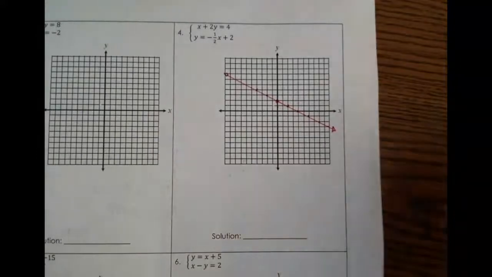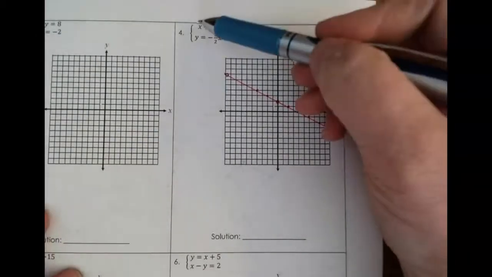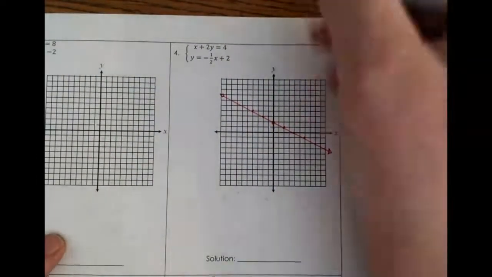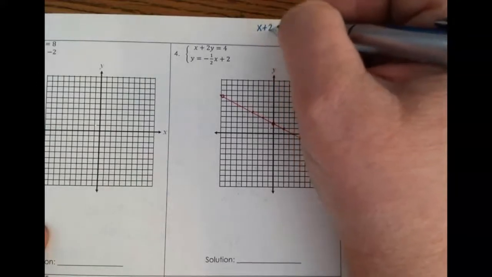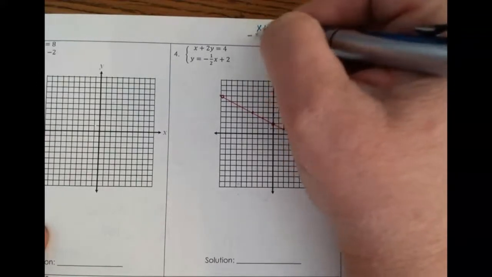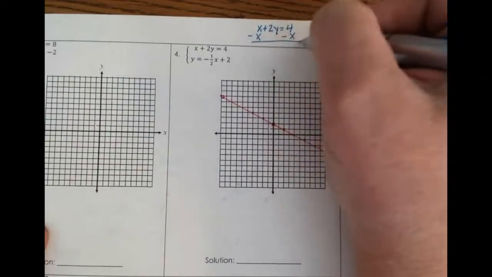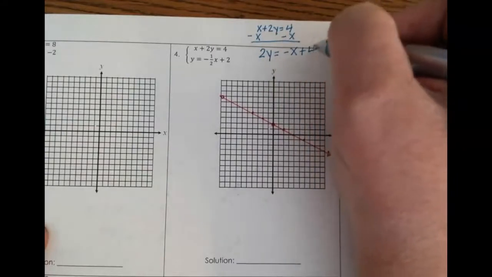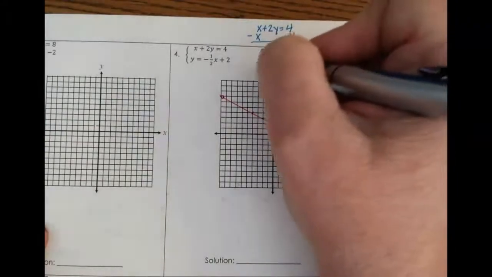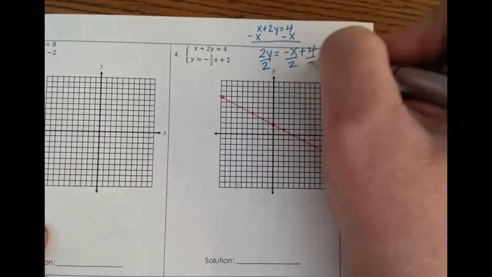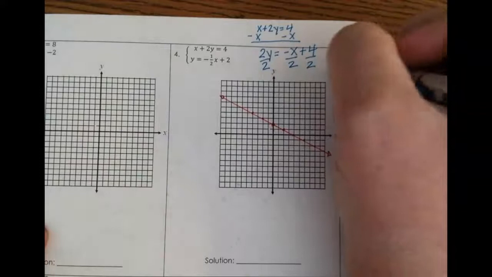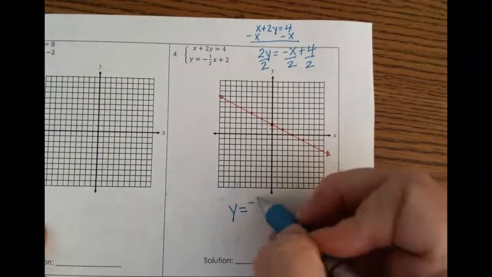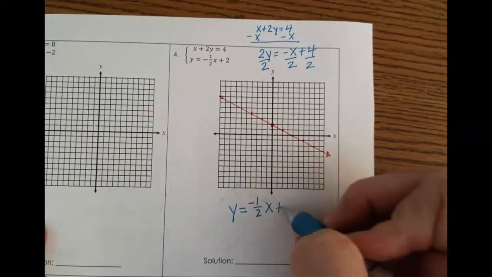Now, the other equation. The reason I didn't start with this one is because it's in standard form. We need to solve for y to get it out of standard form. So I have x plus 2y equals 4. I'm going to subtract x from both sides, and I get 2y equals -x plus 4. I want y by itself, so everything gets divided by 2. And my second equation is y equals -1/2 x plus 2.